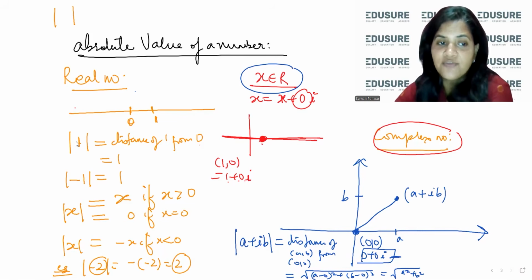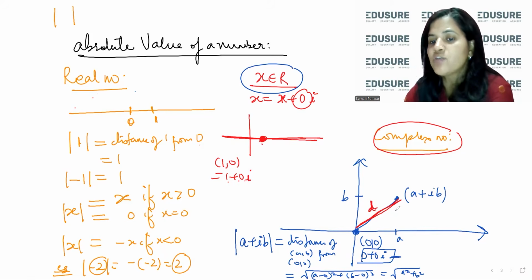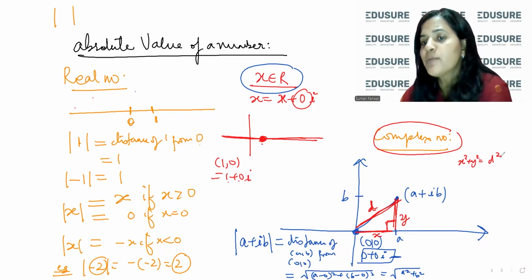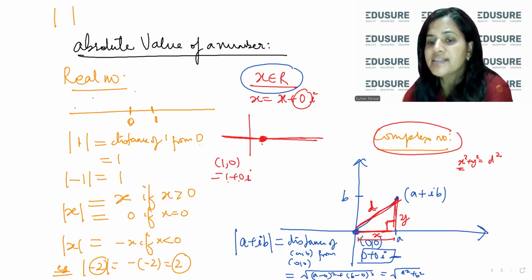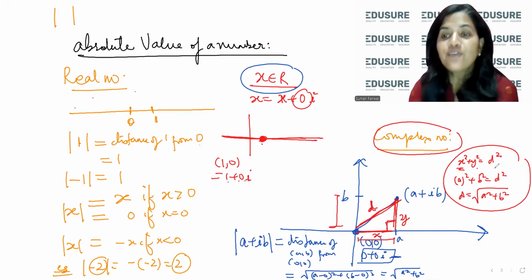Now, if you don't know the distance formula, there is a way to derive it. So you want to know this distance? Okay. Let us call it D. Let us drop the perpendicular. So according to the Pythagoras theorem, suppose this is my distance X, this is my distance Y. So X squared plus Y squared is equal to D squared. What is your X? Your X is a. So a squared. What is your Y? Your Y is b. So b squared is equal to D squared. So D will be the square root of a squared plus b squared. And that is basically how you derive the absolute value of a complex number.